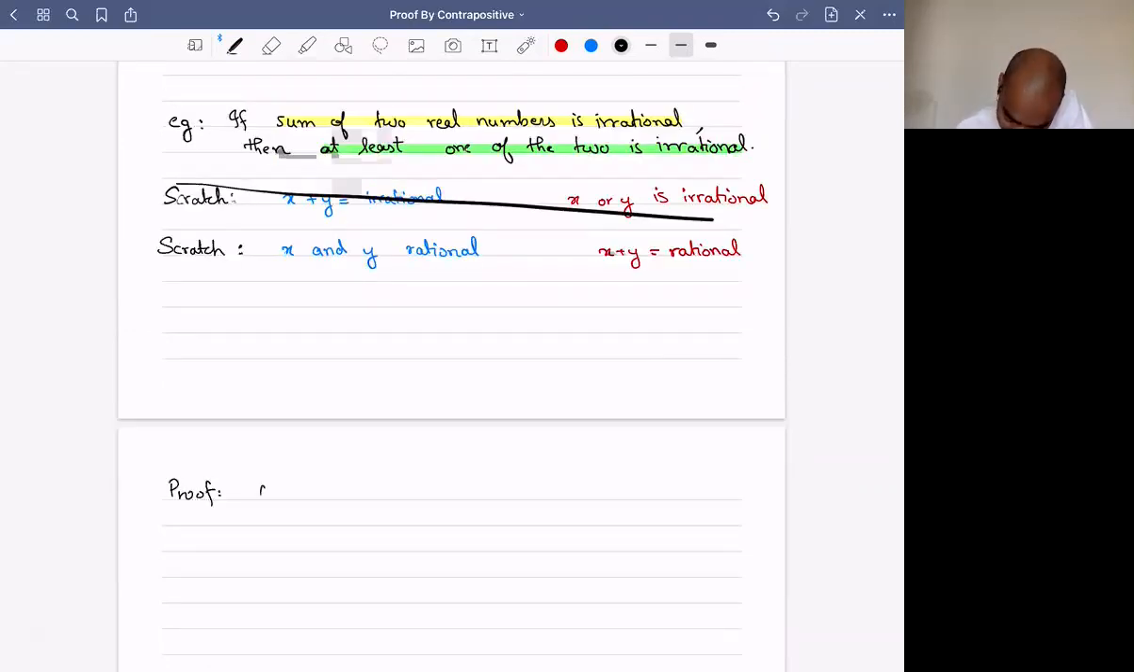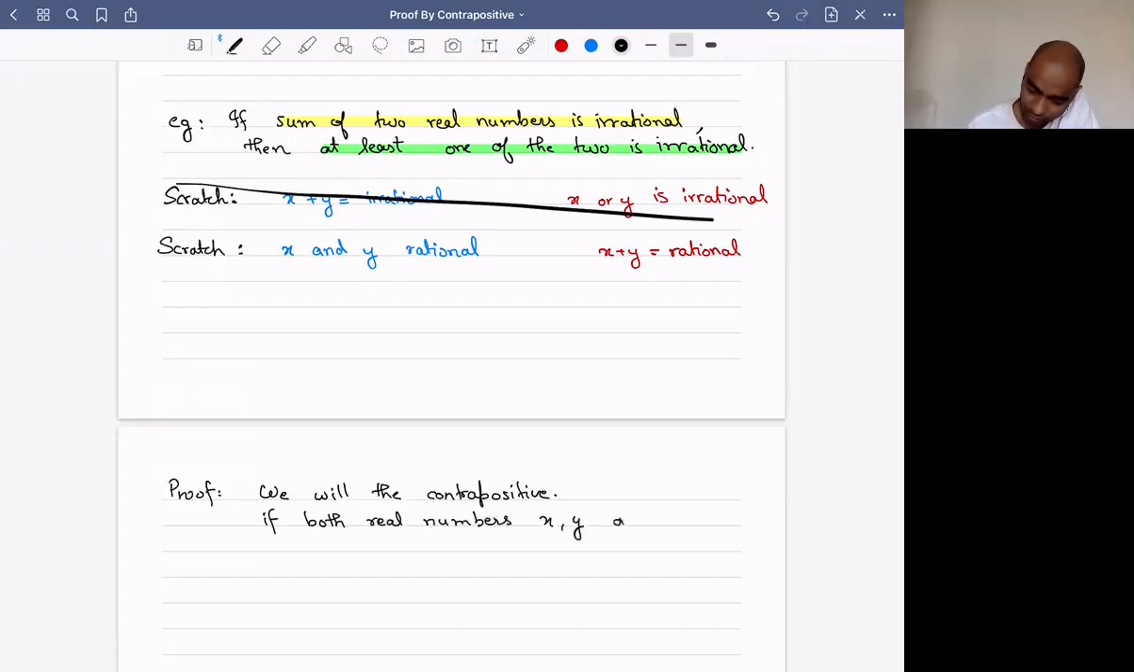We will prove the contrapositive instead. Negate the conclusion: if both real numbers x and y are rational, then their sum is also rational.